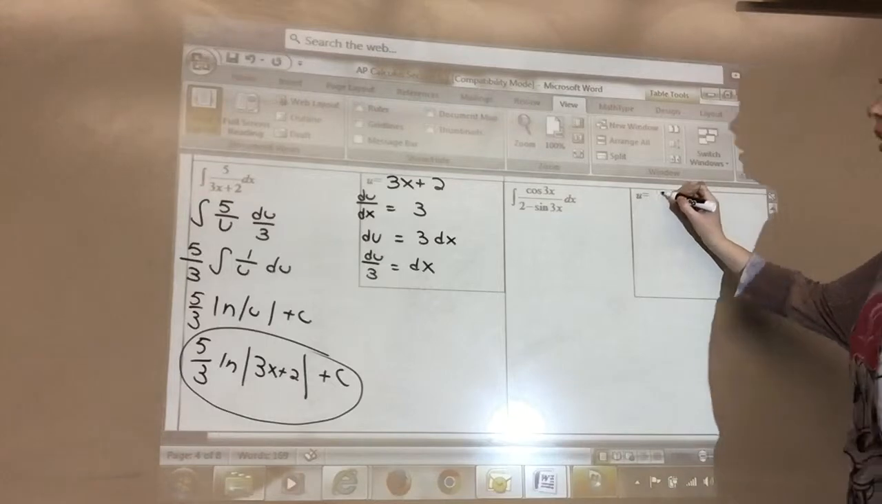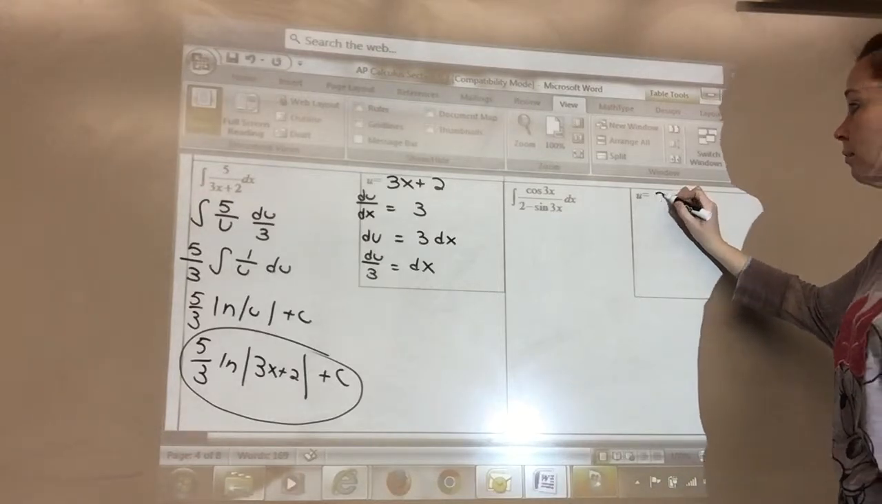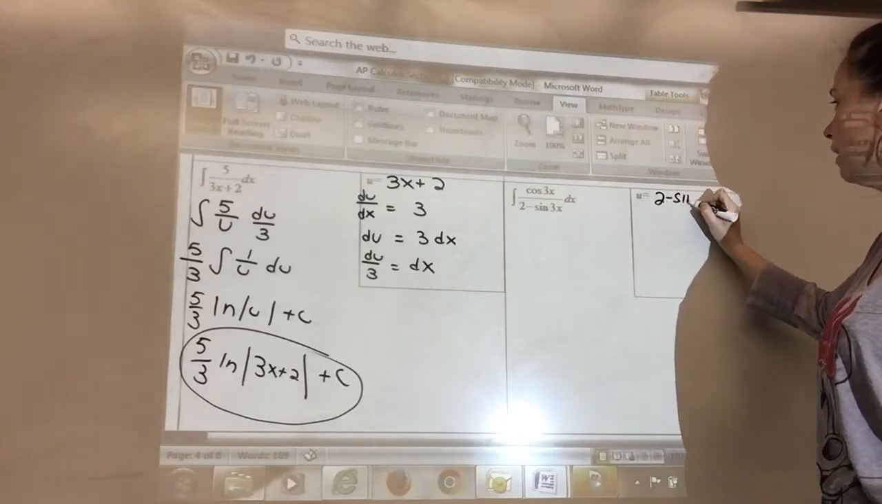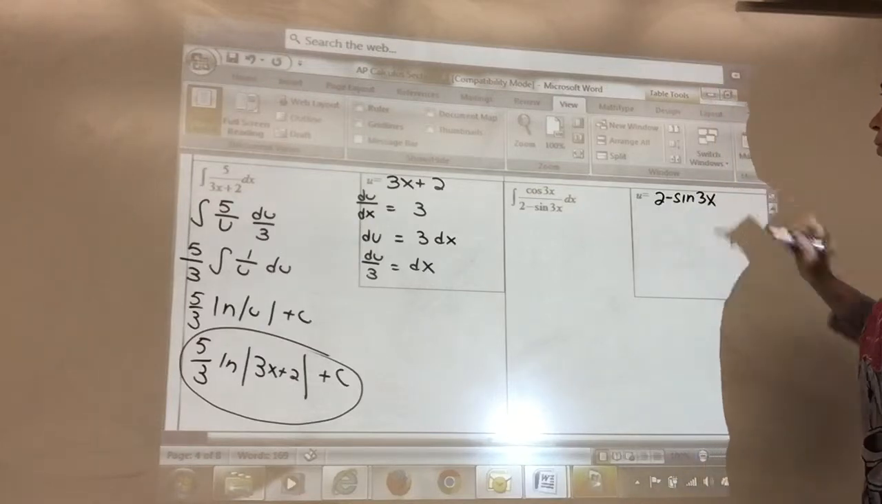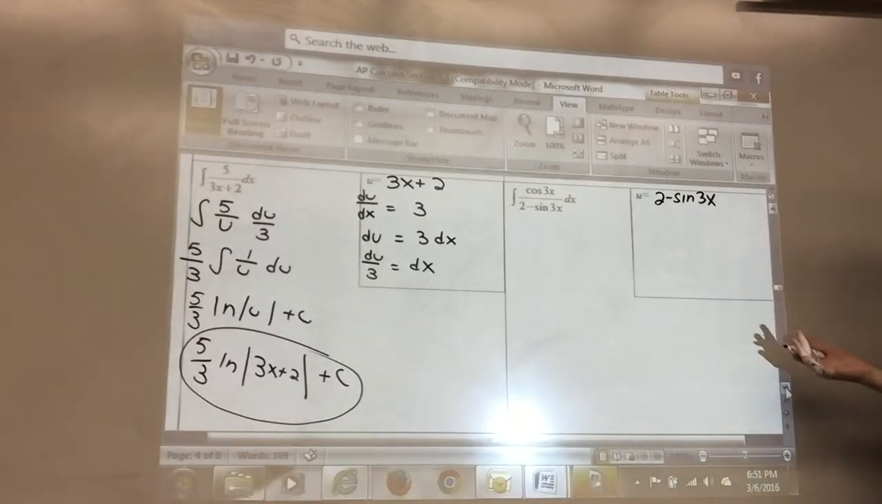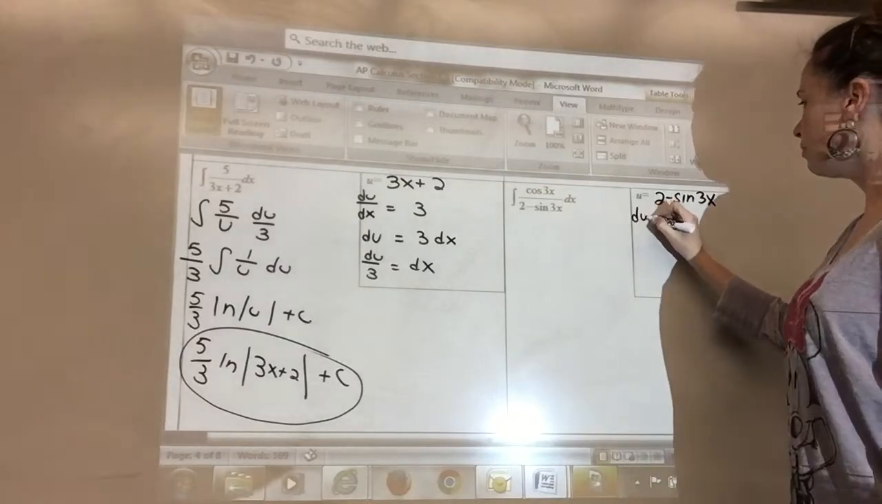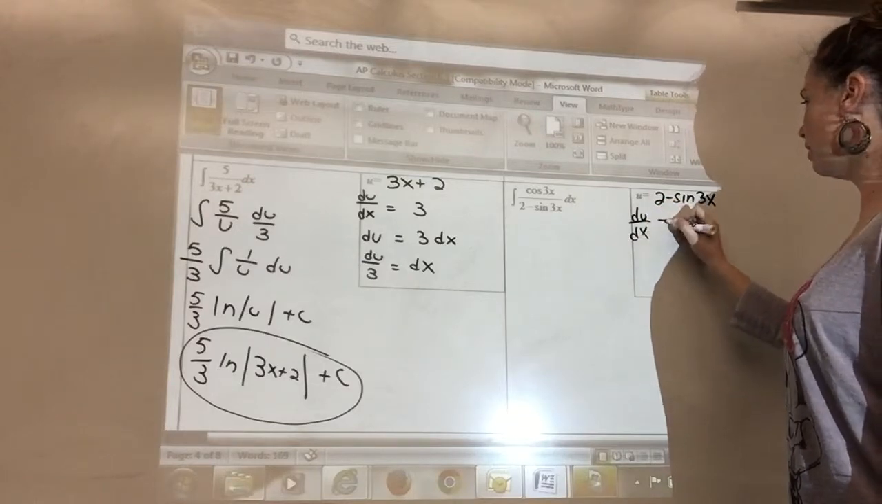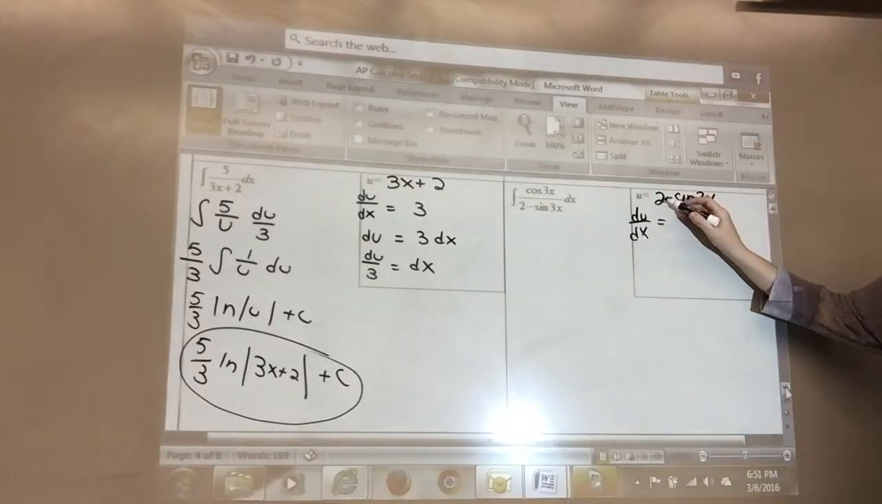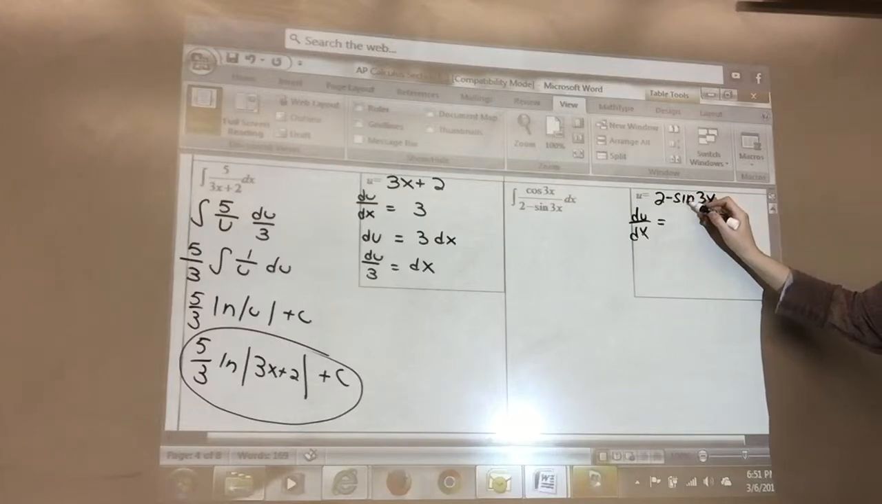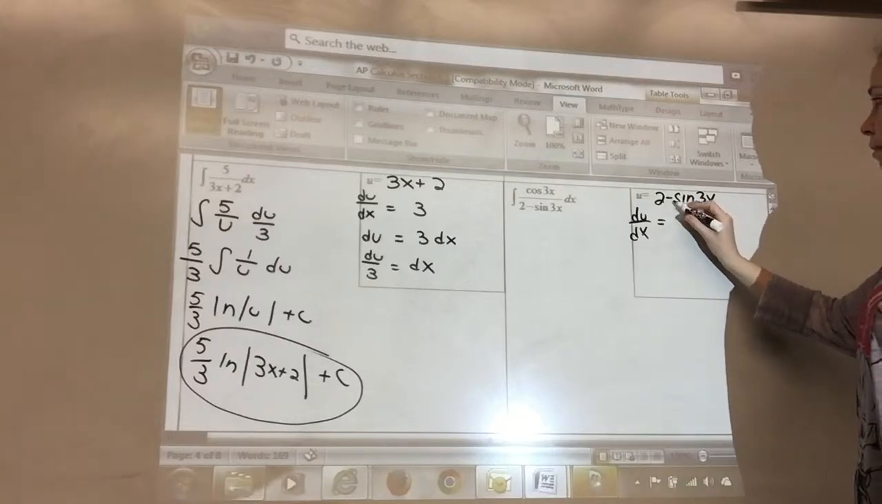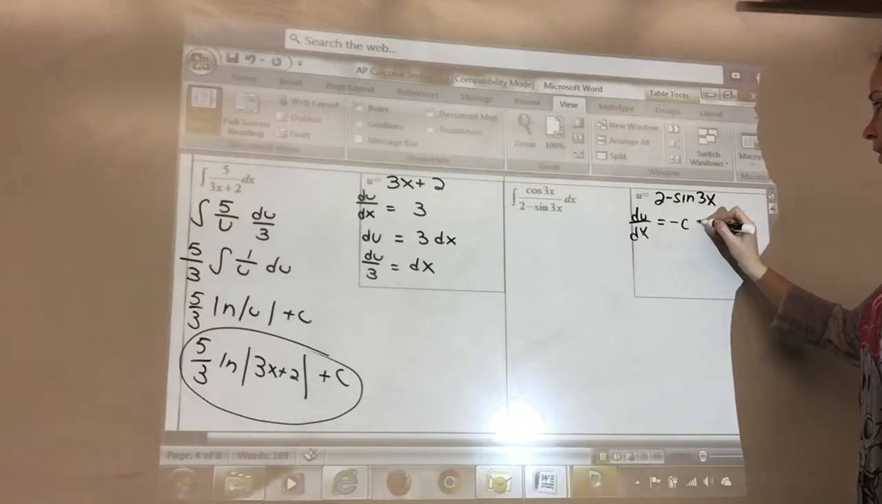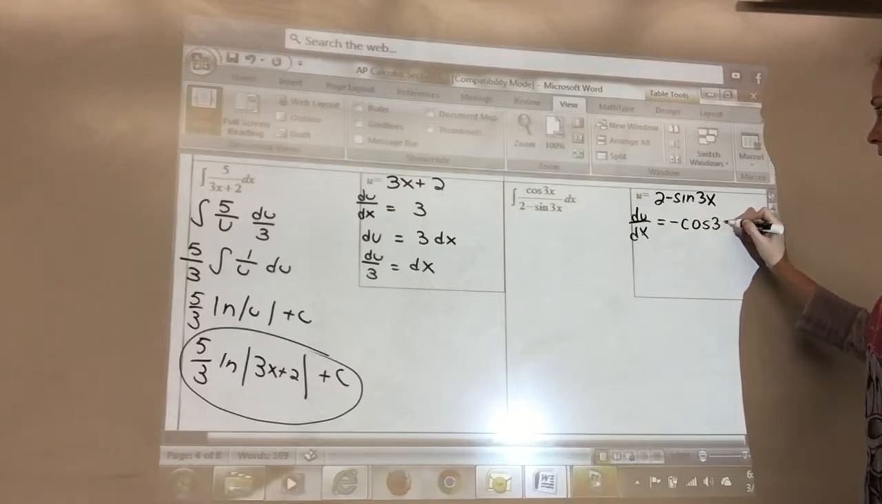Okay, so let's do that now. Let's go through and make 2 minus the sine of 3x our new u substitution. And it's just a guess kind of at this point. Take the derivative. The derivative of a constant is 0. The derivative of sine is cosine. Since there's a negative, that's going to be negative cosine of 3x.